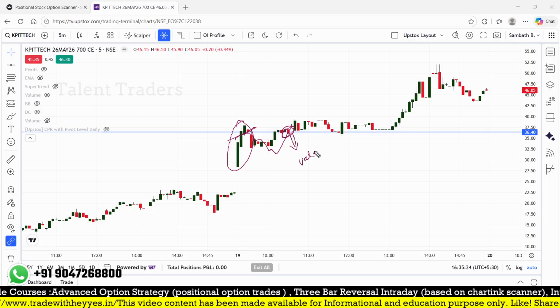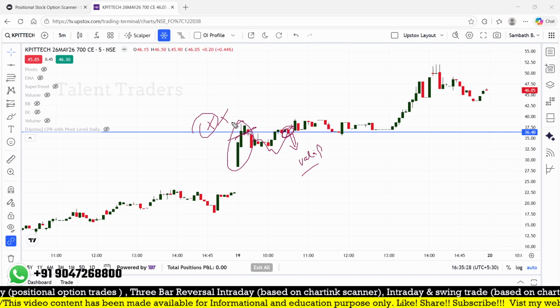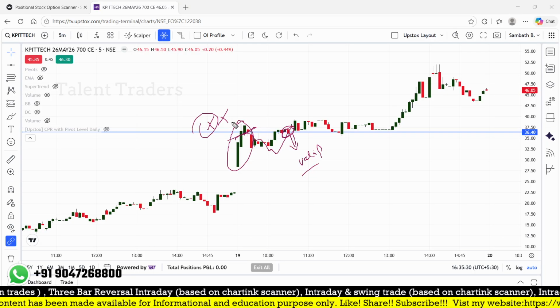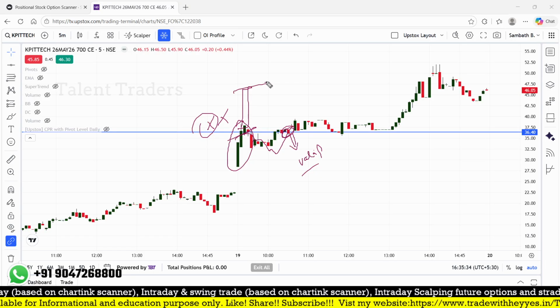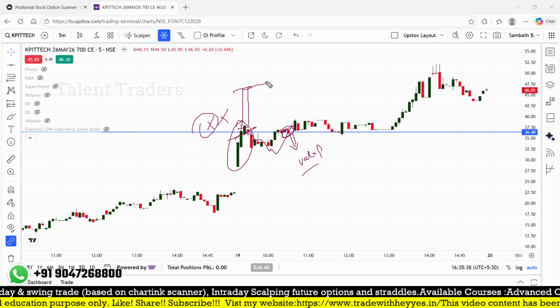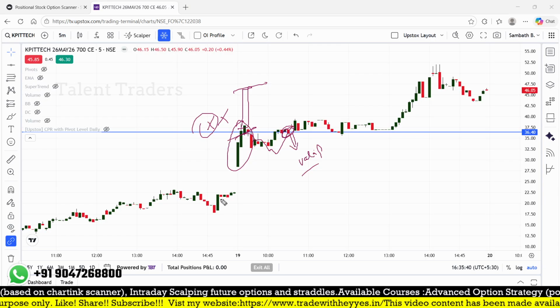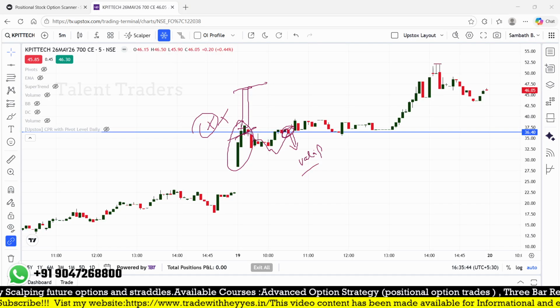Initially the first one is not a valid one, because in the first 15 minutes it moves a huge distance to the breakout point. If it moves huge, that should not be considered. And today it is a trigger, and it went from around 36 to a maximum of 50 plus, and closed at 46. That is a positional one.